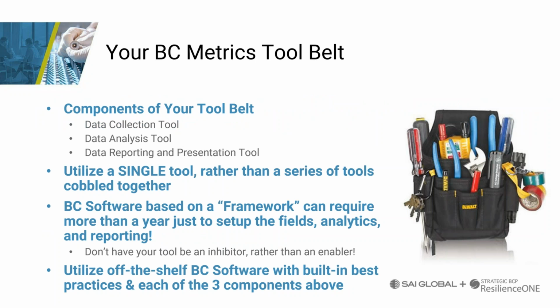So the next part of executing is having that BC metrics tool belt. There are a couple of different parts to performing that metrics work and delivering it to your stakeholders. There's the data collection part, when you're getting your data, like we just talked about. There's the data analysis part, where you take that data and create something meaningful from it, i.e. the metric. And then there's how you actually give that to people. What's your deliverable? What's your reporting and presentation tool?